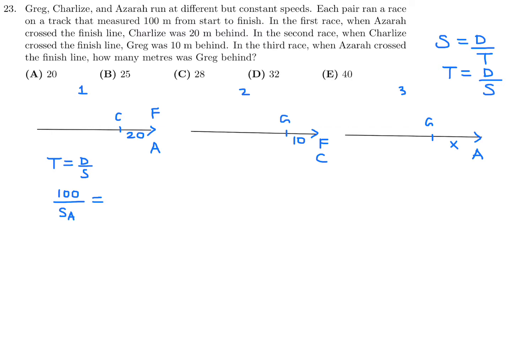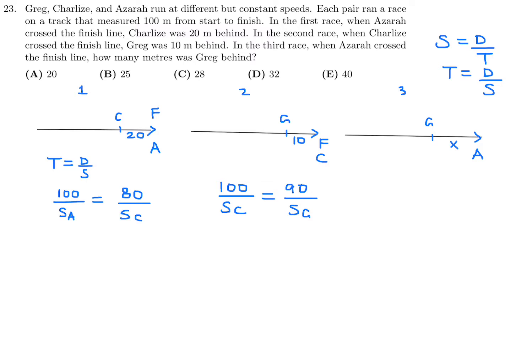And her time is d over s, but her d is 80 because it's 20 meters less, right? She didn't complete the race yet. And her speed we'll call sc. All right. In the second one, exact same scenario, Charlize has now finished the race, so her time rather is 100 over sc, and it's equal, because this represents time, to the time that it took Greg to get there, and his time is going to be d over s, which is 90 because he's 10 meters from the finish line, so he only ran 90 over sg.